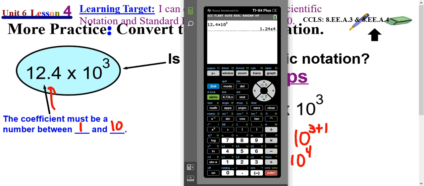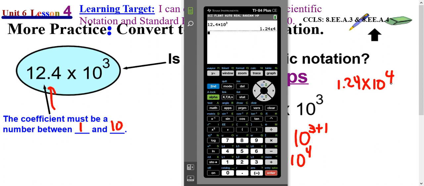And that's a shorthand for scientific notation. So your calculator is so lazy that it's not displaying the times 10. If it's in scientific notation mode, it's going to put the shorthand scientific notation down. And that shorthand means 1.24 times 10 to the exponent of 4. So it doesn't give you the times 10.